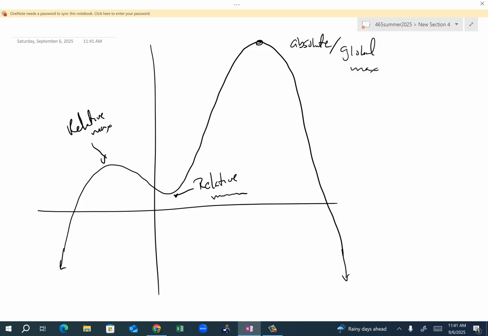Okay? You could be standing in a mud puddle. You're like, oh, I'm lower than everybody right now. Well, get out of the puddle, stupid. But yeah, it is a relative minimum because you're not at the bottom of the ocean. Okay? So, the relative, right?